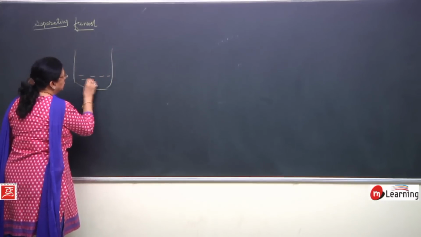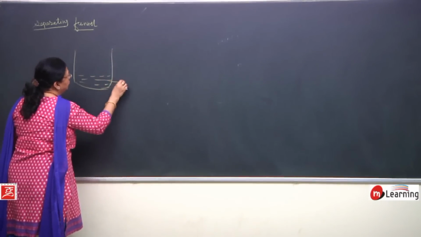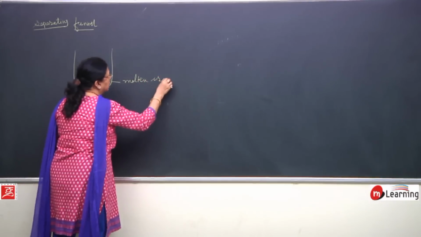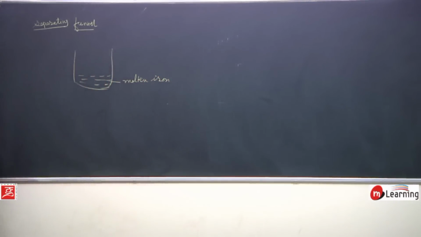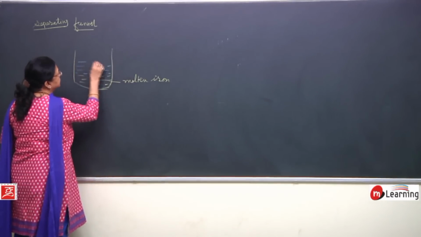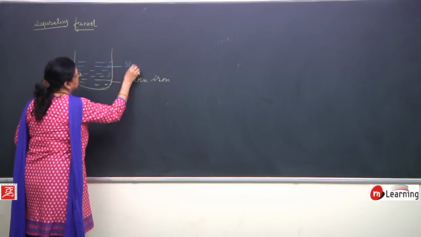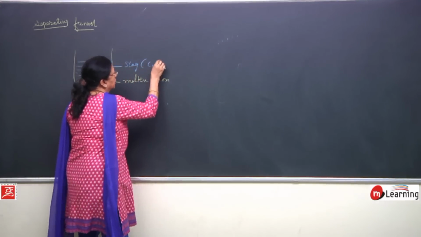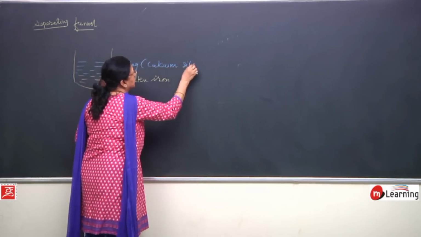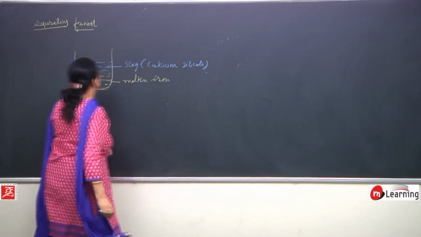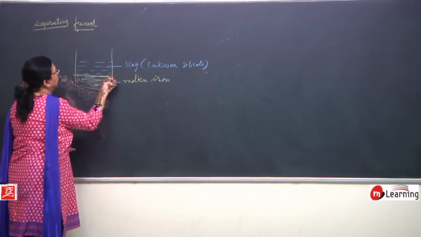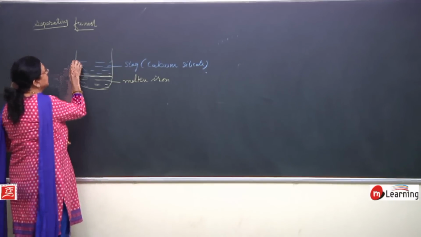Here, this is molten iron, and the other is slag. It is called slag, that is what? Calcium silicate. All the impurities, calcium silicate, right. So, you have two different layers, one is molten iron and the other is calcium silicate.